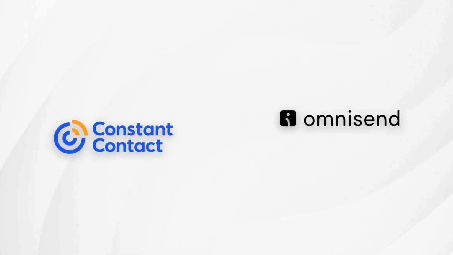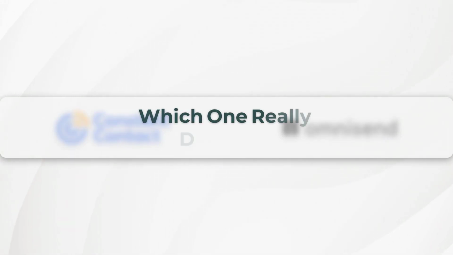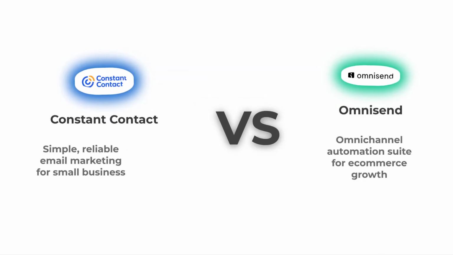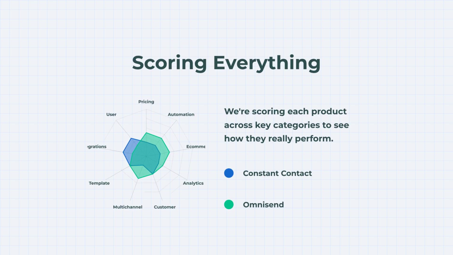Two top email platforms, two very different approaches, one big question. Which one really delivers? On the left, Constant Contact, the go-to for simple, reliable email marketing. On the right, Omnisend, the omnichannel automation suite for e-commerce growth. Let's skip the buzzwords and dig into the features that matter. We'll score each category so you'll know exactly who comes out on top, and the winner might just surprise you.